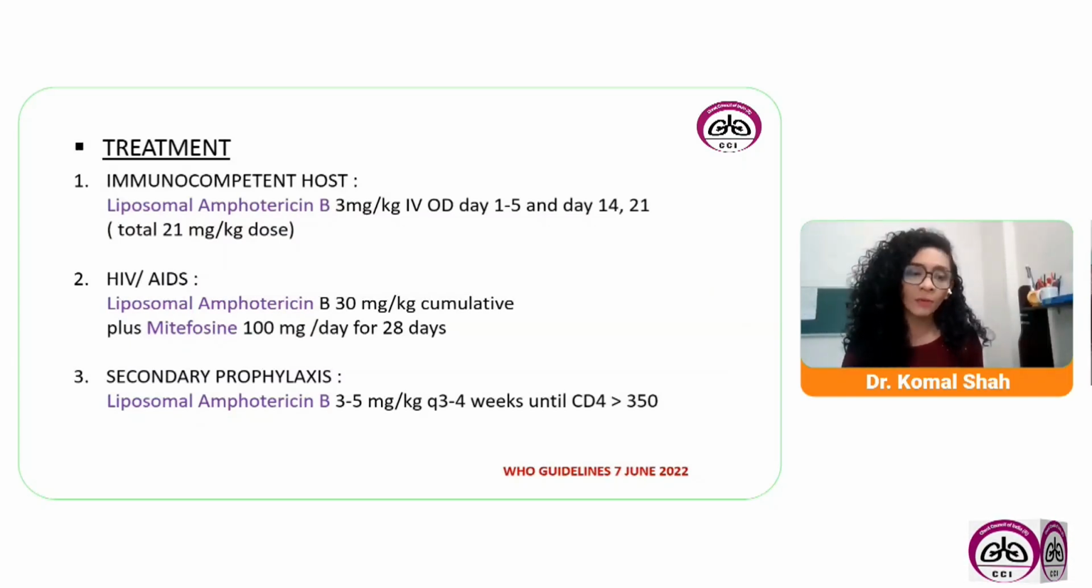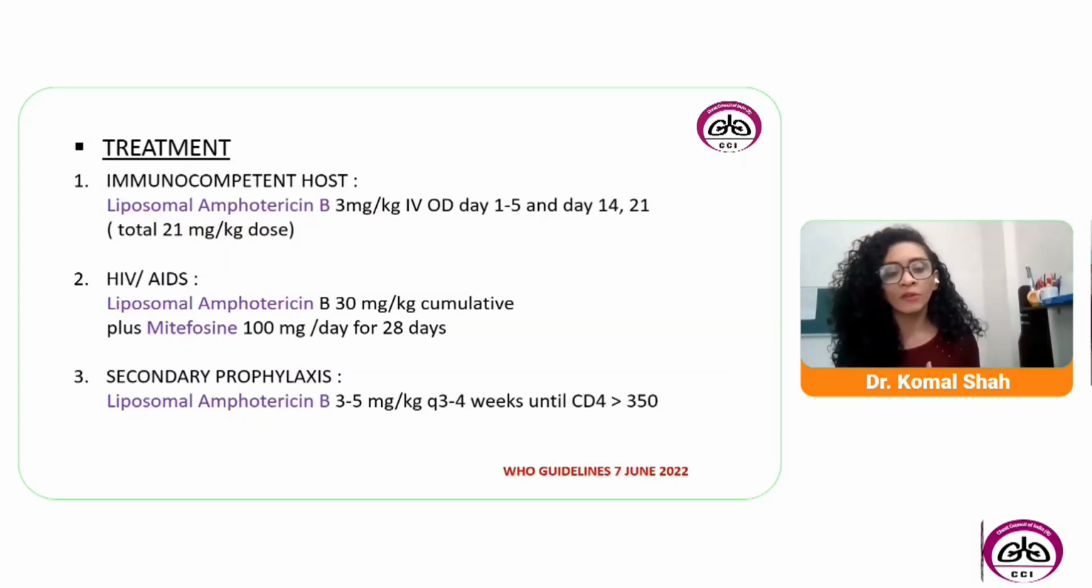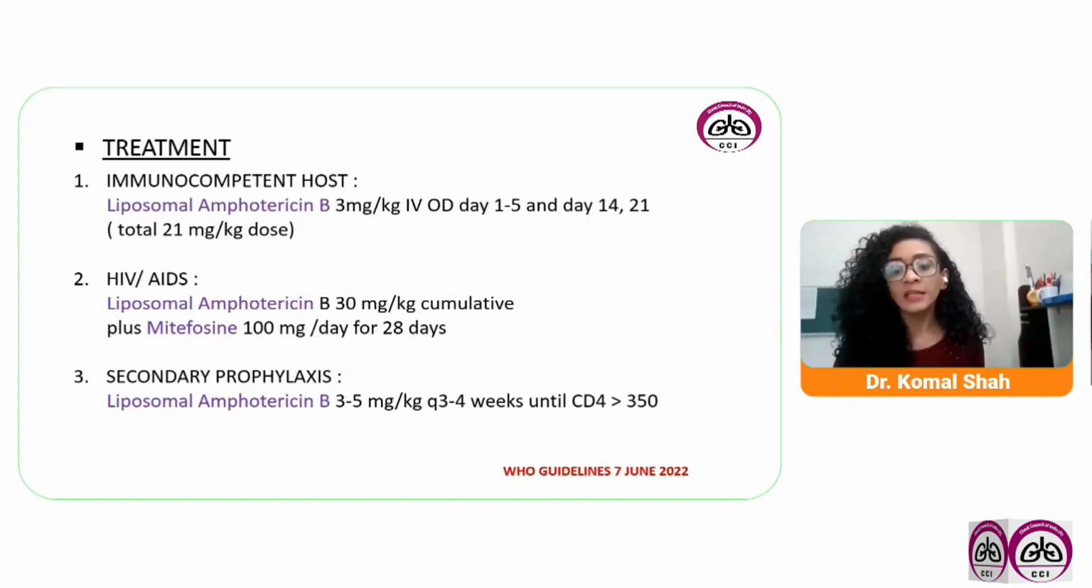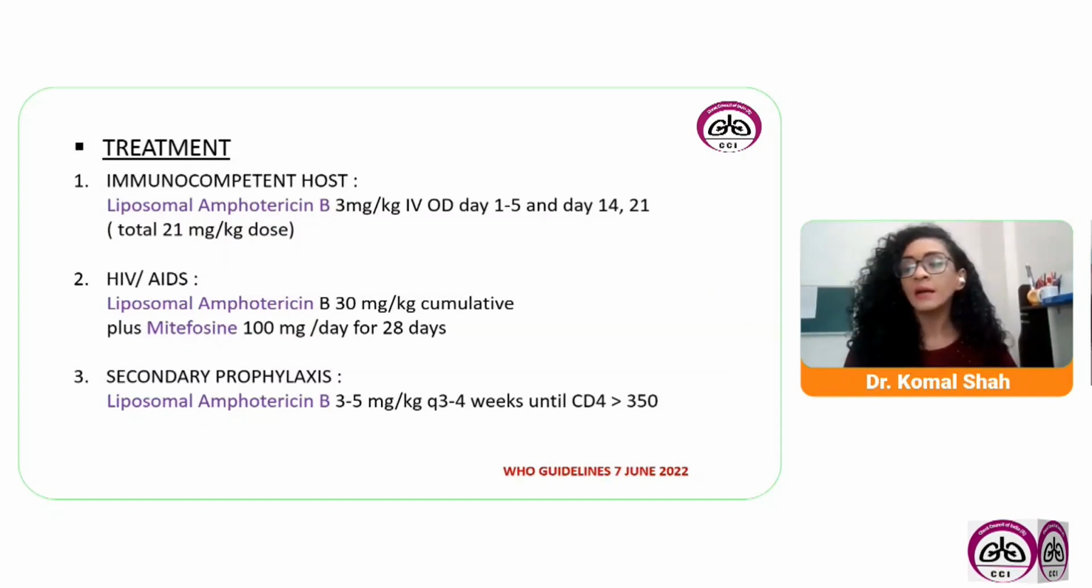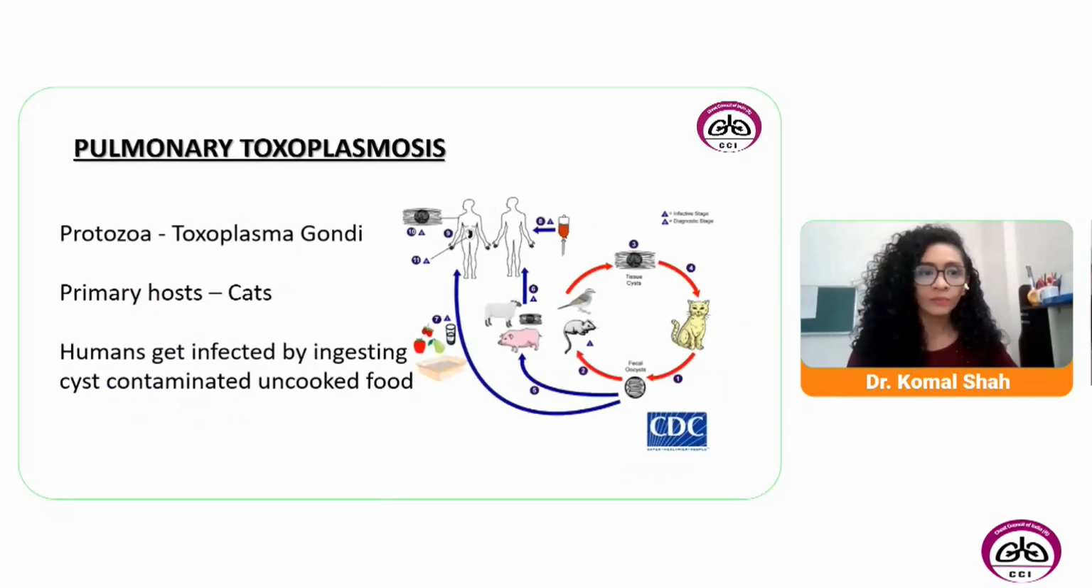And in case of secondary prophylaxis, we can give liposomal amphotericin B 3 to 5 mg per kilogram every 3rd to 4th week until the CD4 count is more than 350. The reference here is the WHO guidelines of June 2022.